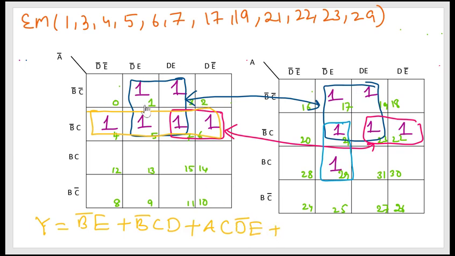Now we have one more quad here. This quad belongs to this block, which comes under a bar. That means you're going to multiply with a bar times. Like this entire quad, d and e are getting complemented, so they are eliminated. So you're going to have a bar, b bar, c. This is your final expression in sum of products form.